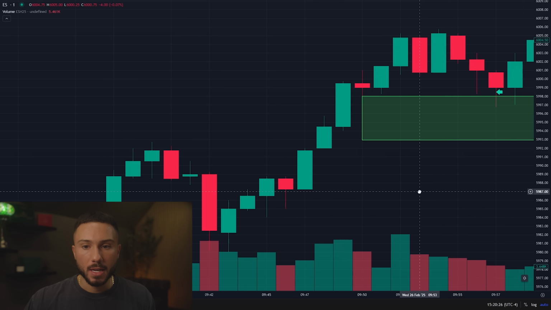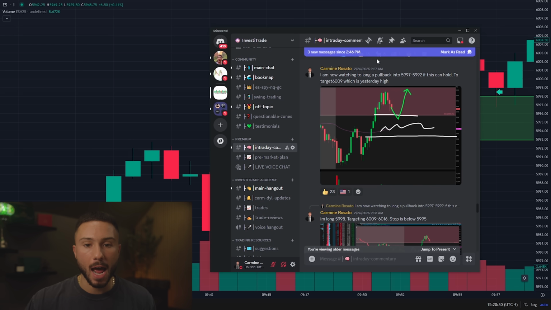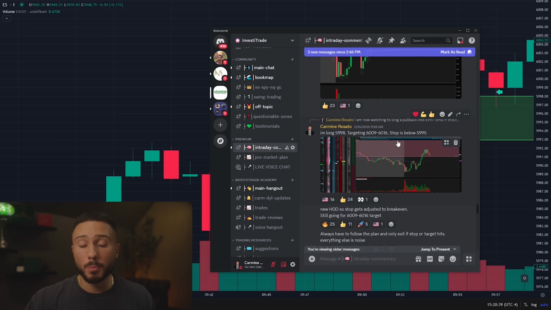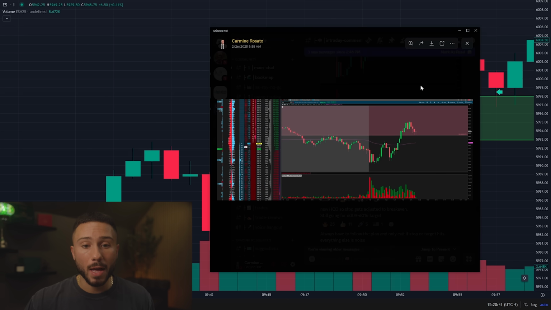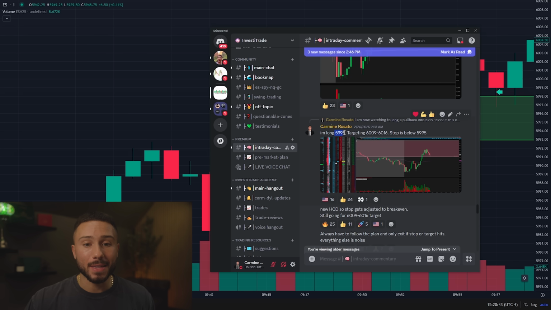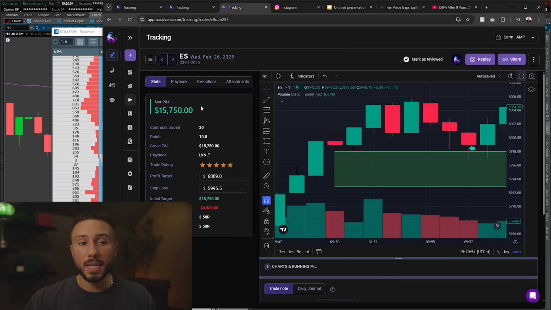Now, this is a pullback into this, a retracement, is a trade that I was interested in. As it dipped down into the 59.92 to 59.97s and held, I found enough comfortable confirmation to get long as the market was dipping down at the 59.98s, going for an 11 to 18 point target off of only 3 points worth of risk on this day. This was a $15,750 profit, 3.5 to 1 risk to reward ratio.